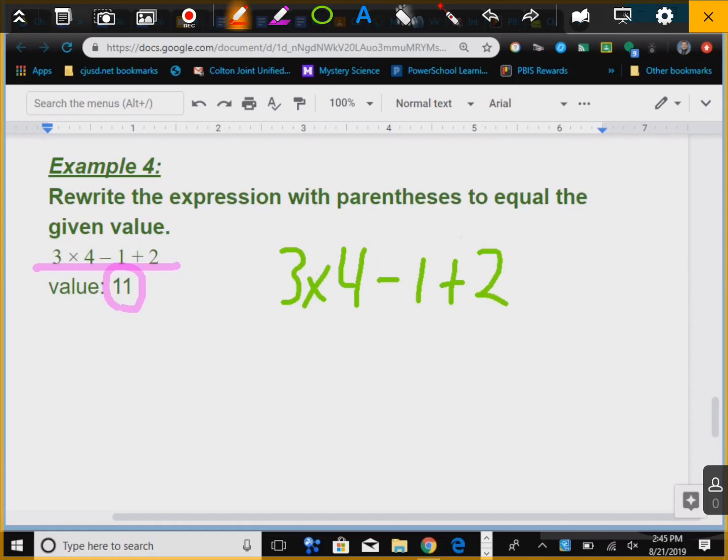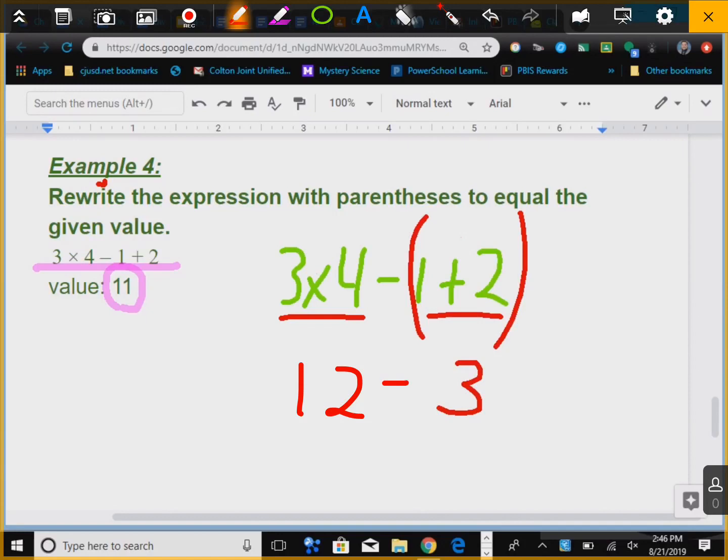Let's see if the parentheses can go here. 3 times 4 would be, oh, we got to solve in here first, right? Sorry, I almost forgot PEMDAS myself. Solve in the parentheses. 1 plus 2 is 3. Then we got to solve right here. 3 times 4 is 12. 12 minus 3 equals 9. That does not work because our value is 11.